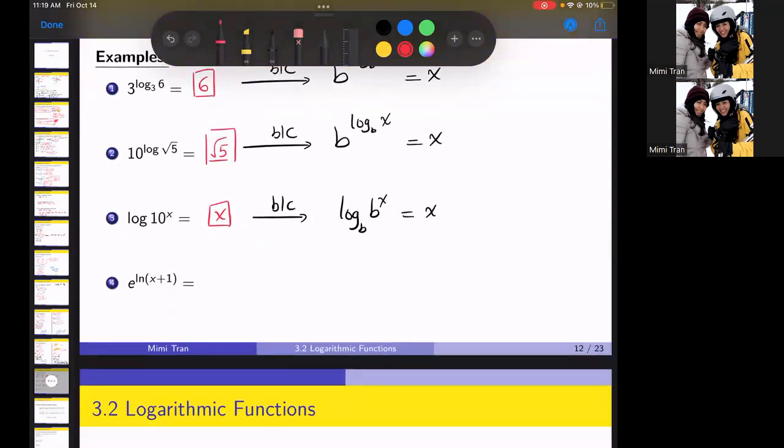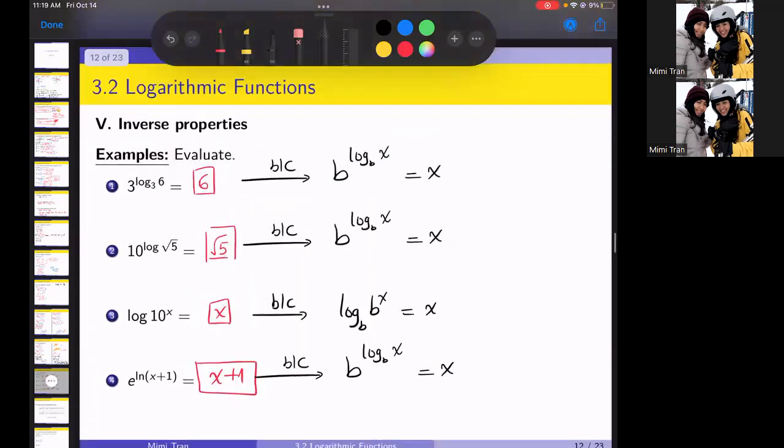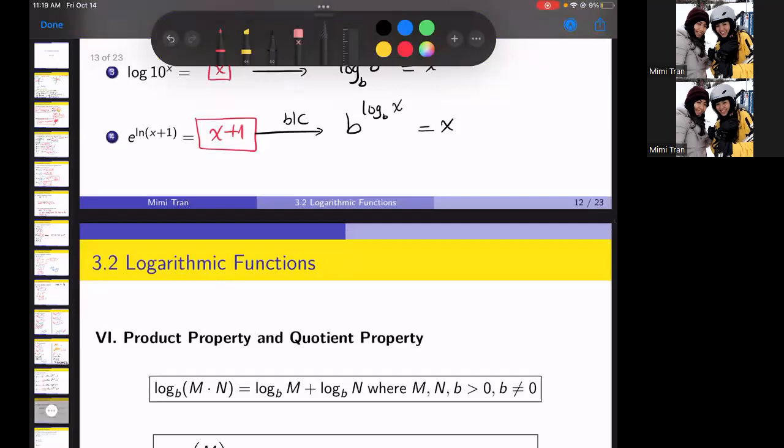Very good. My x plus one. Everybody see that? What rule am I using? E and ln cancel. Remember, e and ln are inverses. All right, so those are the basic ones. There are other properties called product property, quotient property, and power property, which I forgot to write.